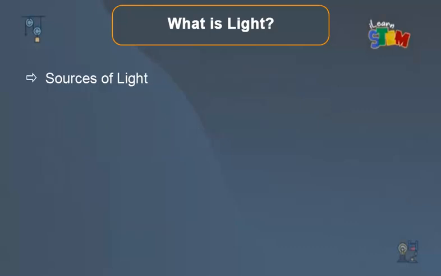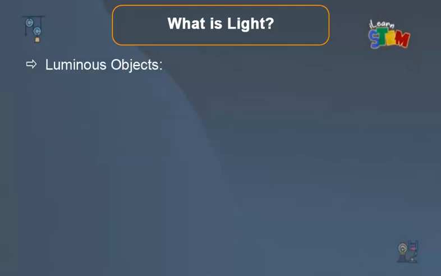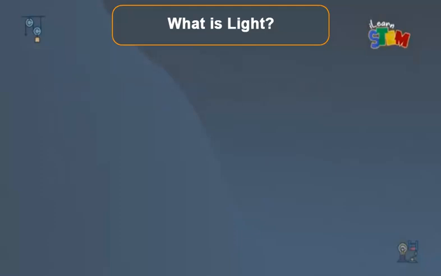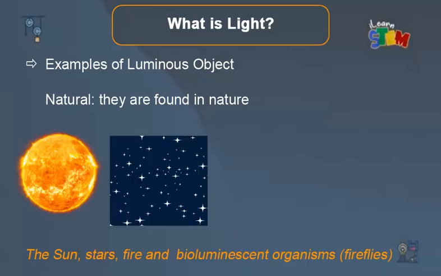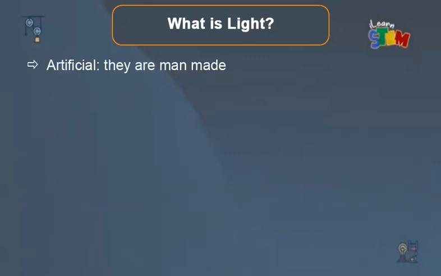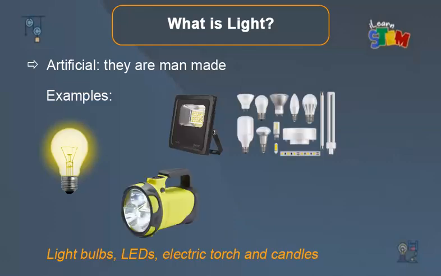Sources of light. There are various sources of light: luminous and non-luminous, natural and artificial. Luminous objects are objects that produce their own light. Examples of luminous objects. Natural: they are found in nature. The sun, stars, fire and bioluminescent organisms are examples of natural light. Artificial: they are man-made. Light bulbs, LEDs, electric torch, and candles are examples of artificial light.